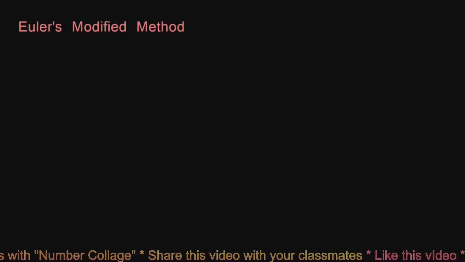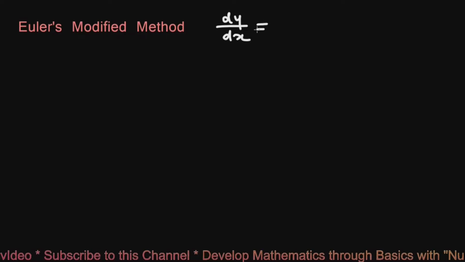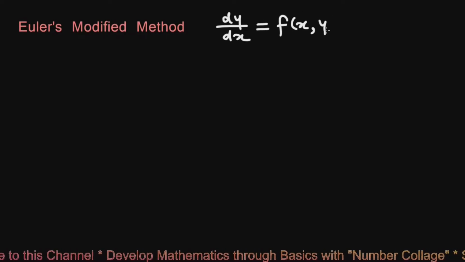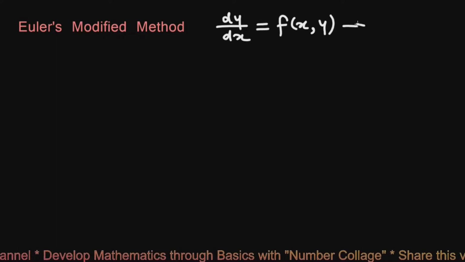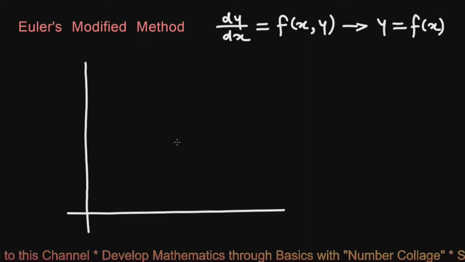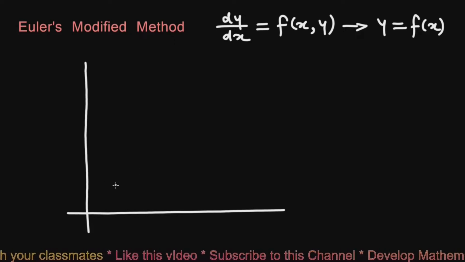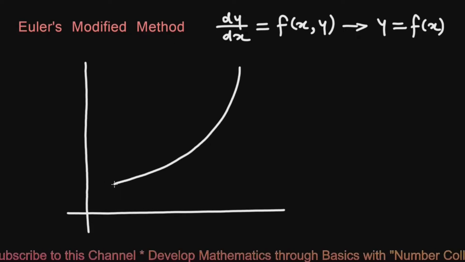In my previous video, we discussed Euler's method. In this video, we will discuss Euler's modified method. We have a differential equation dy by dx equals f of x comma y, whose solution is y equals f(x). We will draw the solution curve and represent the solution of this differential equation by this curve.